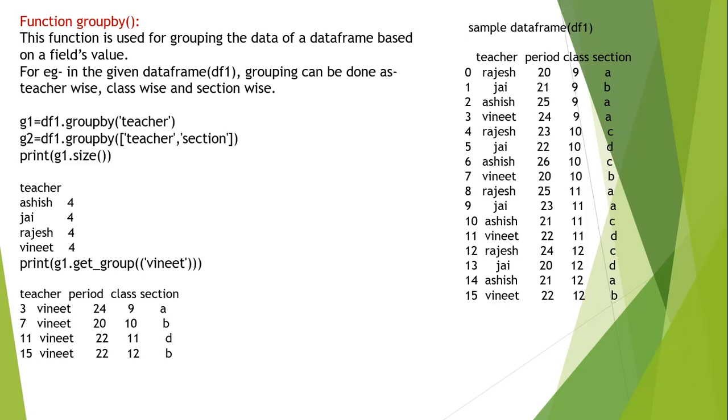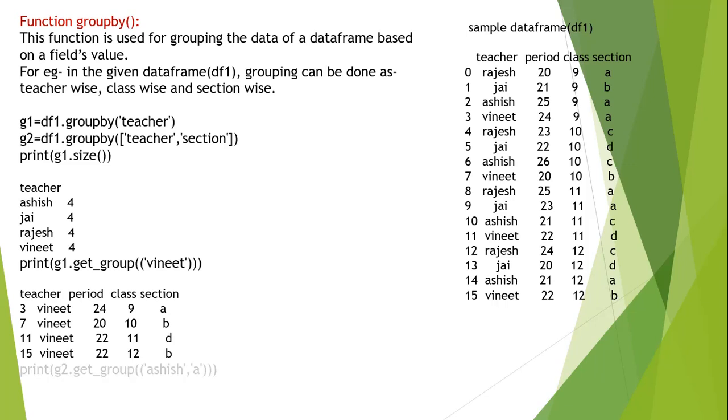You can see you will get this output. So for teacher, all the elements are for Vineet only. Periods have been mentioned, classes have been mentioned, and the sections have been mentioned accordingly. If you would have written g1.get_group('Jay'), then all the elements belonging to Jay's group would be yielded. Okay, I think it's clear now.